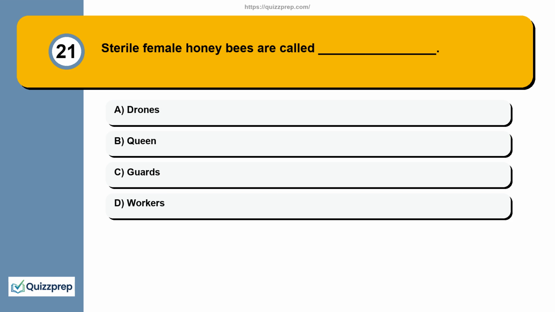Question 21. Sterile female honeybees are called blank. Drones, queen, guards, workers.